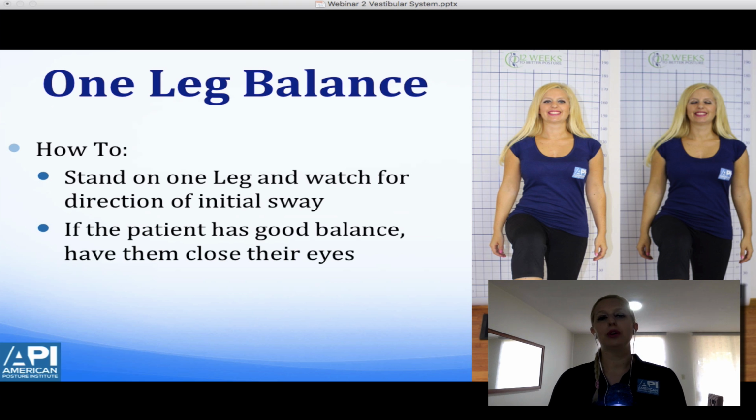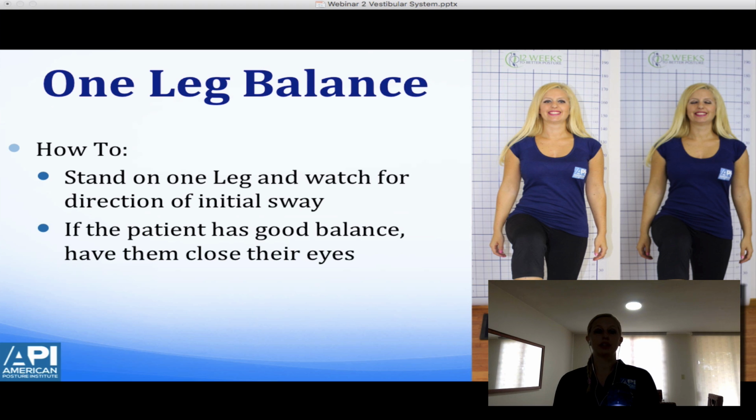If they're unable to stand on one leg in proper posture for 30 seconds, then what you're going to watch for is the side of initial postural sway. Now this will be more evident in some patients than others, so you have to be watching. For example, you have the patient stand on one leg, and some patients will have no sway at the beginning, and then after a few seconds you'll see them sway to one side, maybe then they'll sway to the other side. Always watch for the side of initial postural sway, because watch the difference here.